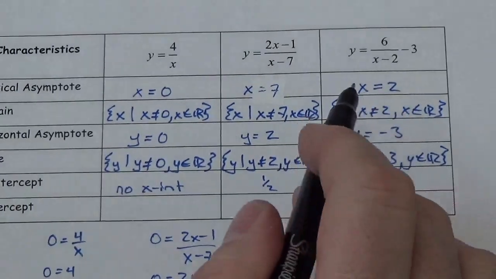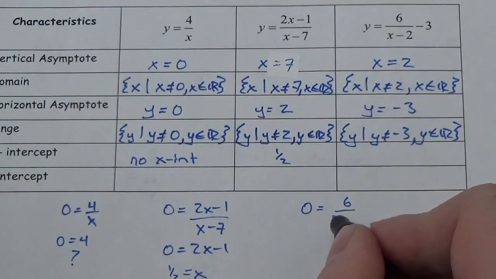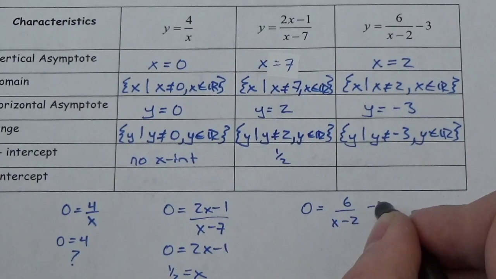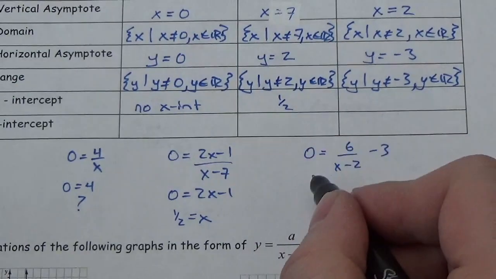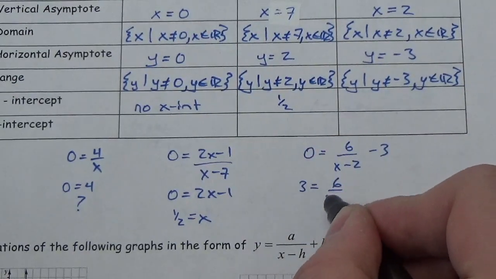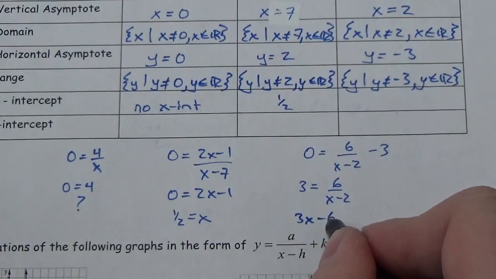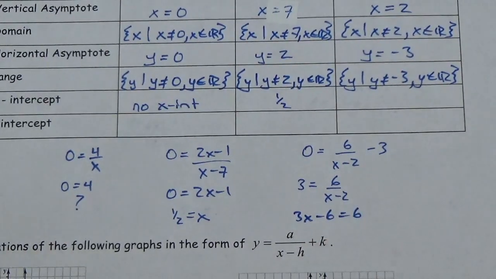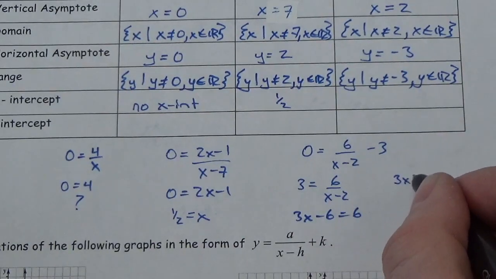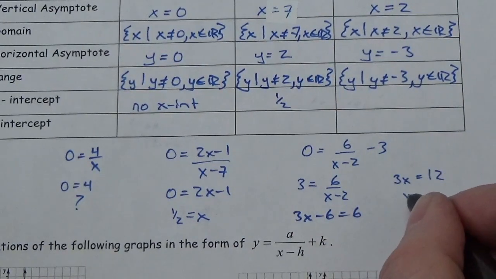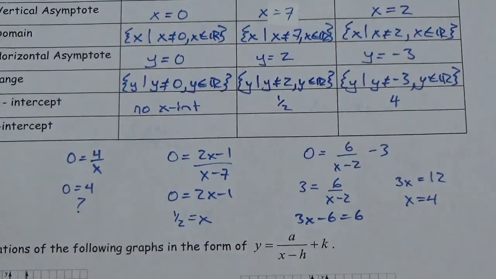Over here, same sort of thing. I'm going to let 0 equal 6 over x minus 2 minus 3. A little bit more work involved. I got to bring that 3 over first. Then multiply up, and that will be 3x minus 6 is equal to 6. Bring the 6 over, and I'm going to get 3x is equal to 12. x is equal to 4, and there's my x-intercept. Okay.